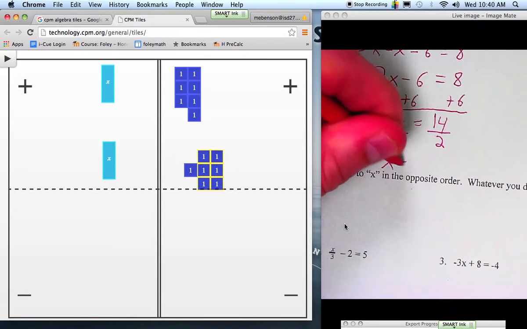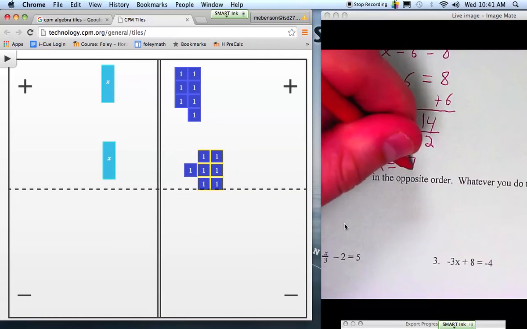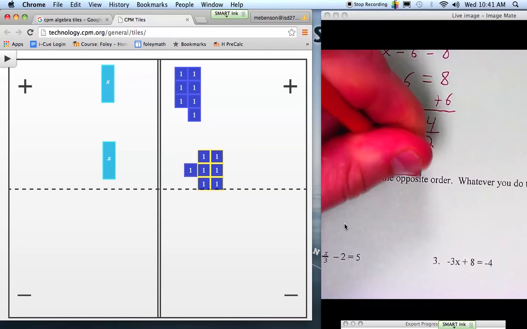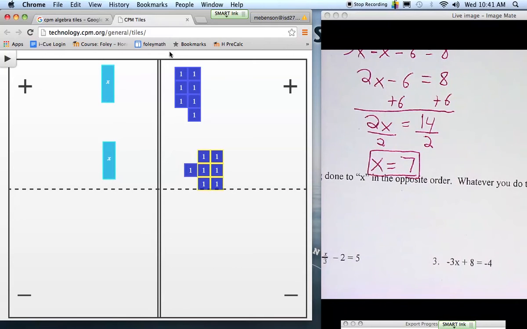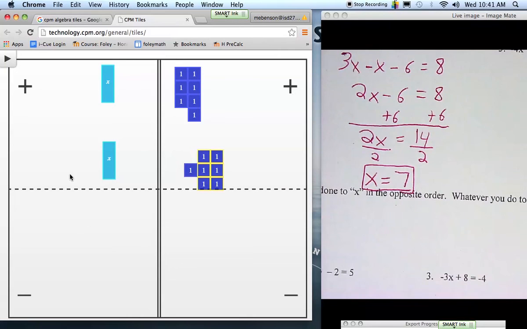On the left side, I now have 1x. I don't need to write the 1. And on the right side, I have 2 groups of 7. This is now telling me that each x must equal 7 units, which is what I wanted to know. So I've solved that equation. Visualizing with the tiles is helpful. Remember, the first thing I did was took anything in the opposite region and flipped it up to the region above.